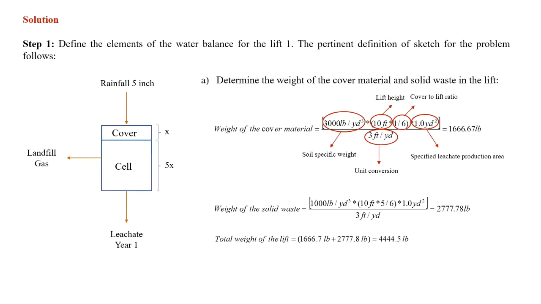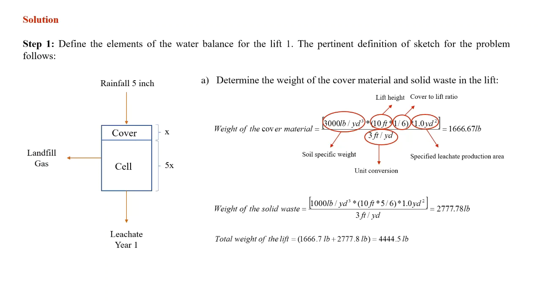In the solution of this question, first we should define the components of water balance for the only lift one, and you can see the relevant sketch of this problem in the left-hand side of the slide. And to estimate the weight of cover material and solid waste, we should use a specific weight of them and the height information. For example, if we multiply the specific weight of soil, or let's say cover material, and the height of the cover and the leachate production area, we can calculate the weight of cover material as 1,666.7 pounds.